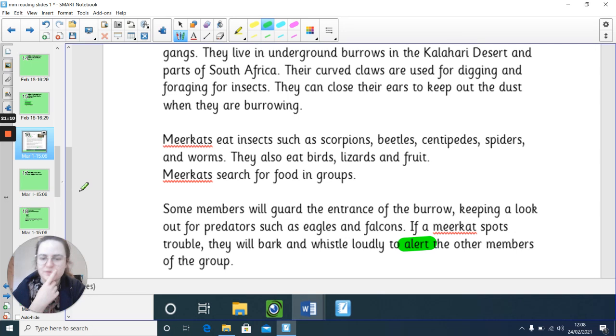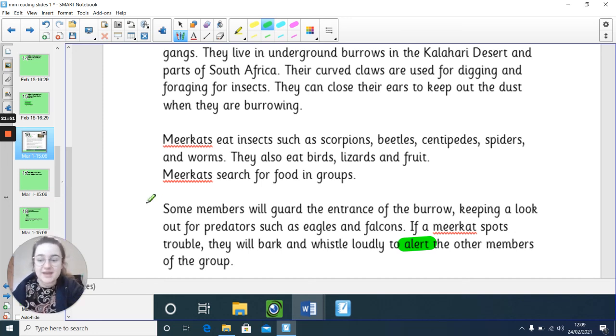No, perhaps not. So if a meerkat is in trouble, they are barking and whistling loudly to alert the other members of the group. Have a talk about what the word alert might mean. If a meerkat spots trouble, they're going to bark and whistle loudly to alert the other meerkats. What are they trying to do? I heard somebody say that they are making loud noises to tell the other meerkats. So they're sort of talking to the other meerkats or shouting to the other meerkats. And I think that's a far better idea. They're not making the other meerkats go to sleep.